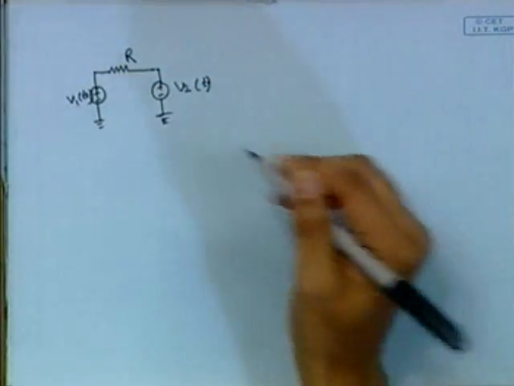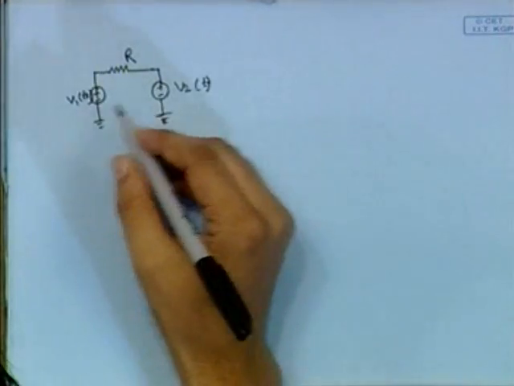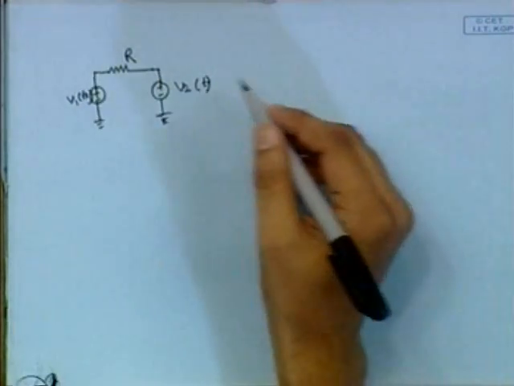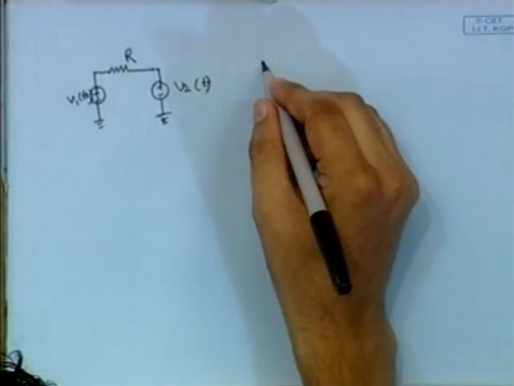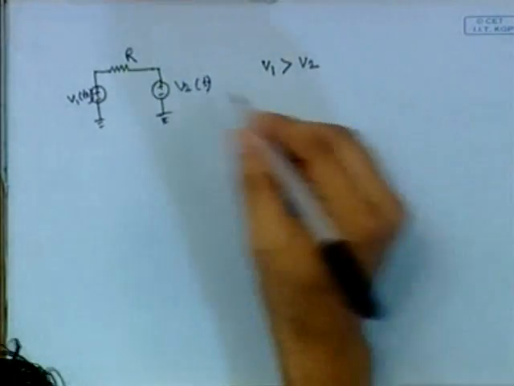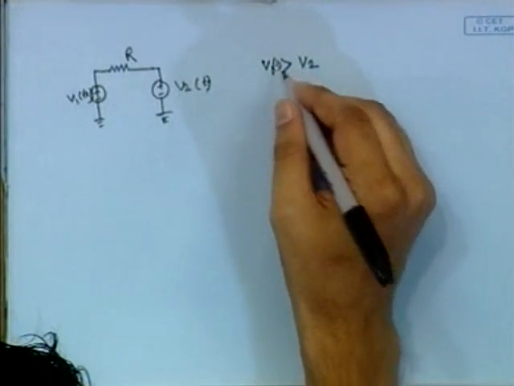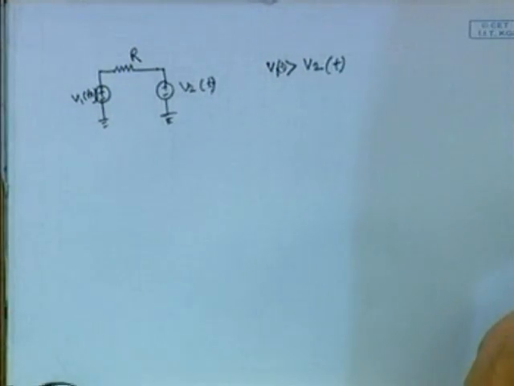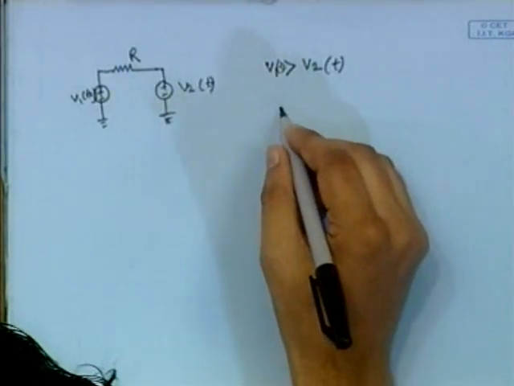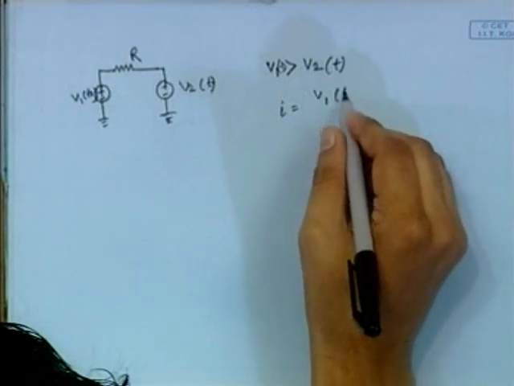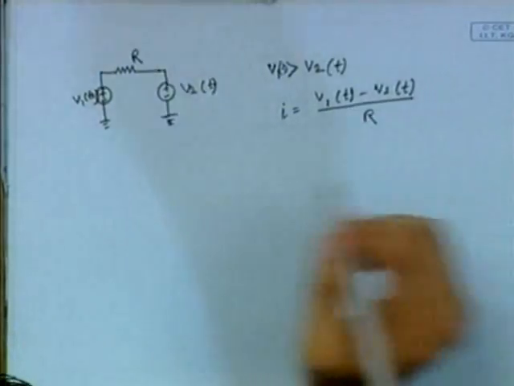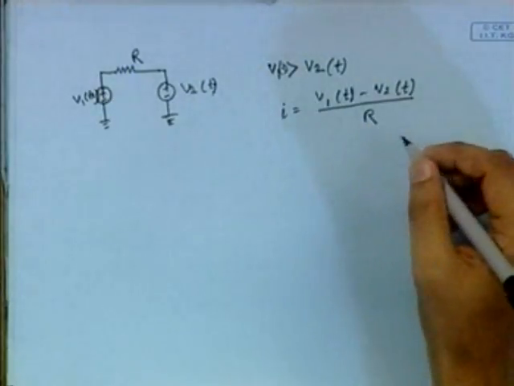Now this is one simple circuit. On this side we have voltage V1 and on this side we have voltage V2. In between we have connected one resistance R. We are assuming that V1 is greater than V2, and these two are time varying signals, functions of t. If V1 is greater than V2, then the current I is equal to (V1(t) minus V2(t)) by R. This is the equation for the current.